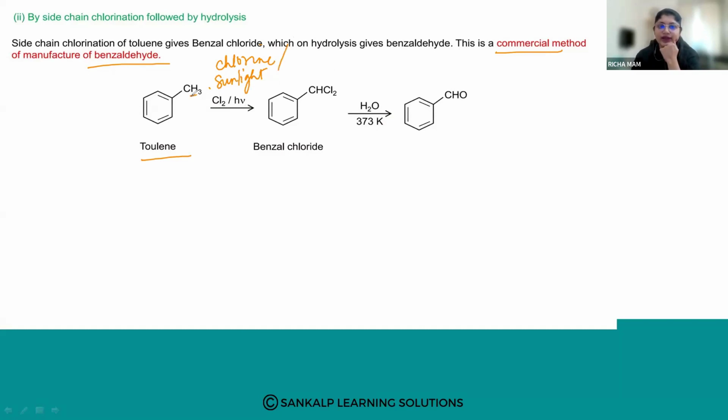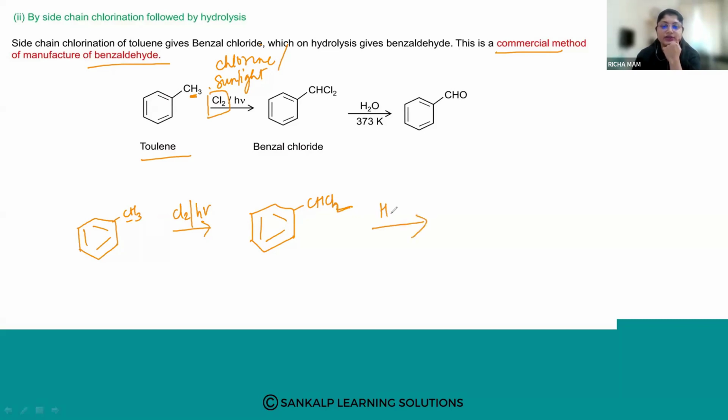Benzyl chloride. So one of the hydrogens, so what will happen here? Just see here, that is CH3. So one of the hydrogens is replaced by Cl2 in the presence of H nu. It becomes CHCl2, two, because there are two chlorine atoms. So two hydrogen atoms are replaced by two Cl. Now this is a benzyl chloride.